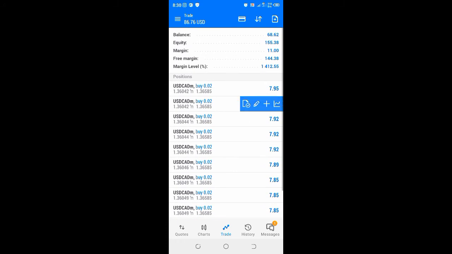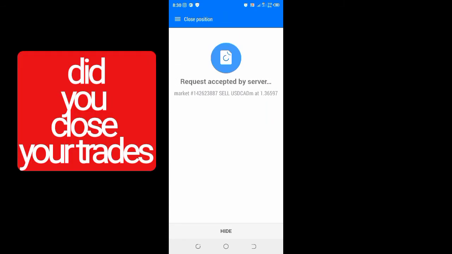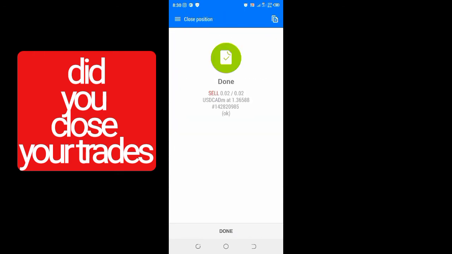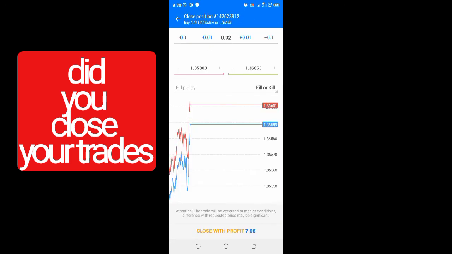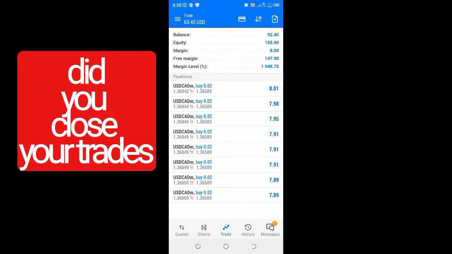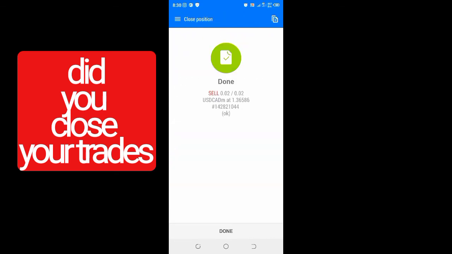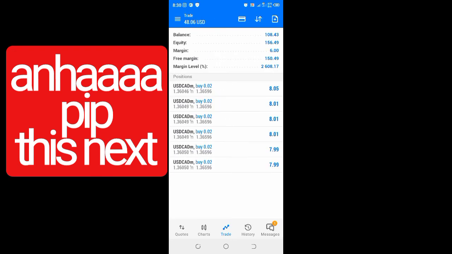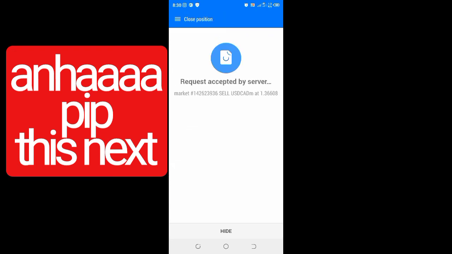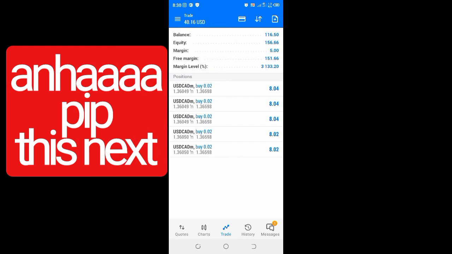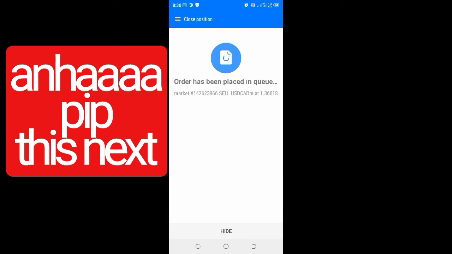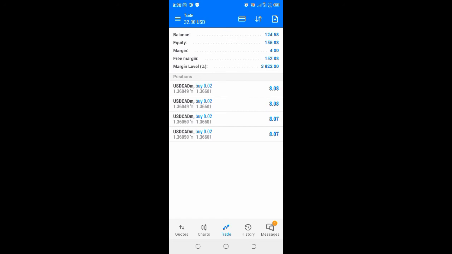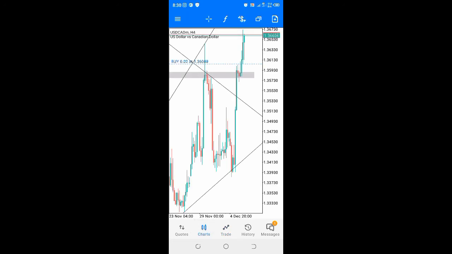Look at this. Let me close some positions for you guys. We gotta bank some positions. Take it to 100. Let's take it to 120. Account flipped. So we're going to leave those running.